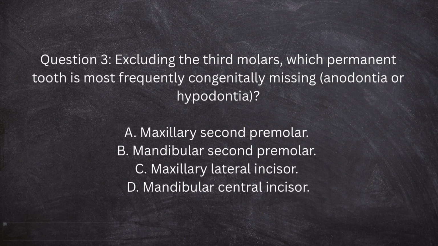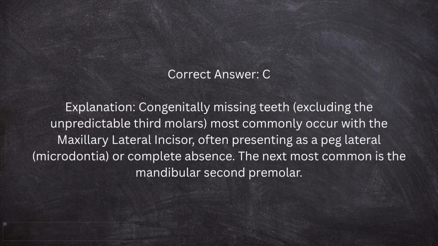Correct answer: C. Explanation: Congenitally missing teeth, excluding the unpredictable third molars, most commonly occur with the maxillary lateral incisor, often presenting as a peg lateral, microdontia, or complete absence. The next most common is the mandibular second premolar.